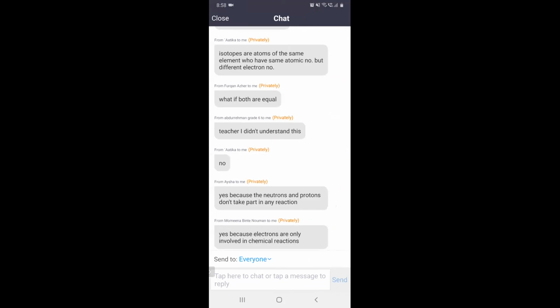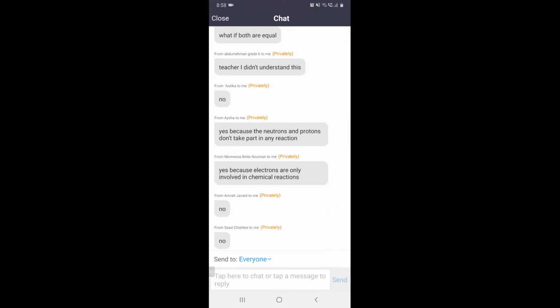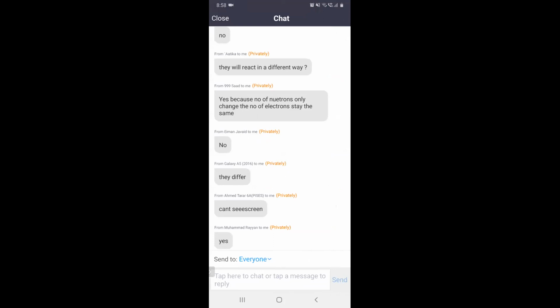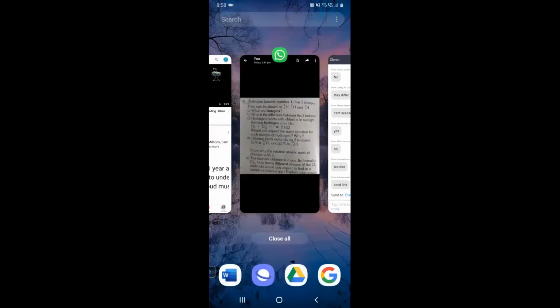Yes, because the neutrons and protons don't take part in any reaction. Yes, because only the number of neutrons changes, the number of electrons stays the same. Remember, reactions are the job of electrons. In chemical reactions, it's only the electrons that participate. The nucleus does not participate, neither the protons nor the neutrons. Therefore, since the number of electrons is the same, the reactions are going to be the same.